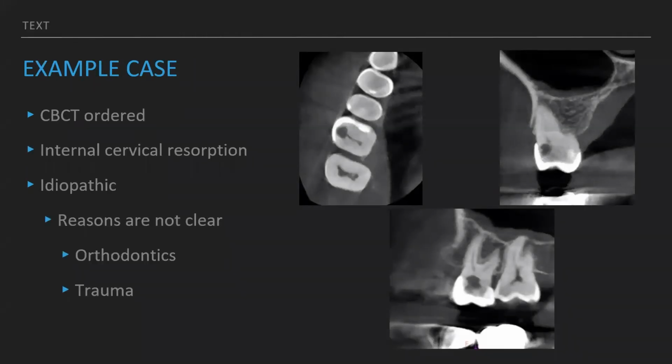But of course, we did a nice CBCT, and you can see here we've got internal cervical resorption. When it comes to internal resorption, it's idiopathic. There's a lot of reasons, but it's not very clear what it could be. Could be orthodontic, could be trauma. So this is a nice case where CBCT worked very well in our favor, that we were able to see it. Patient went and got endo treated, came back a month later, no symptoms, no issues at all.